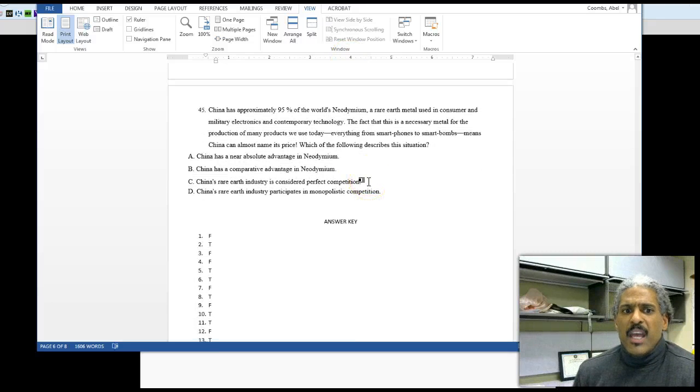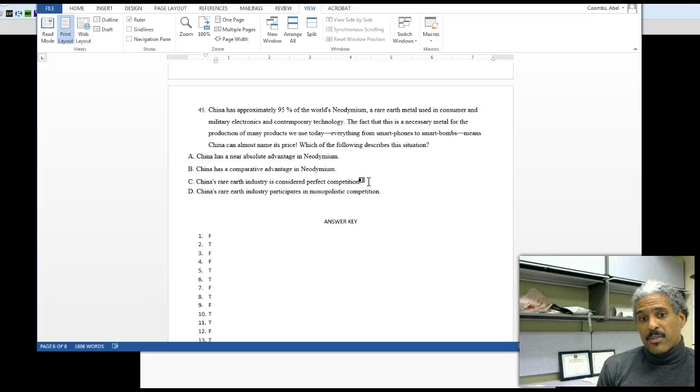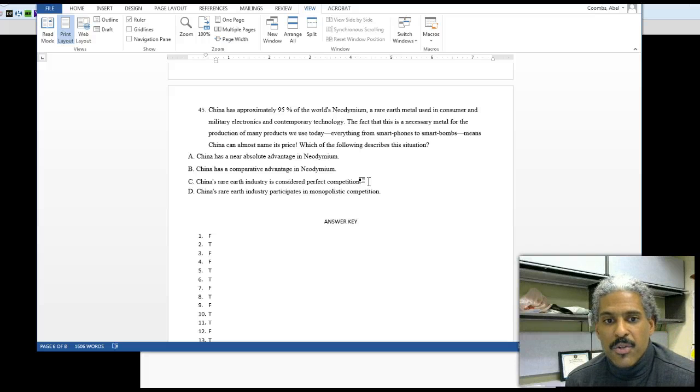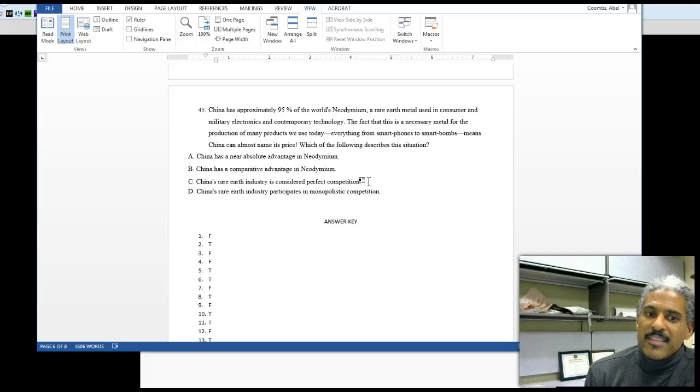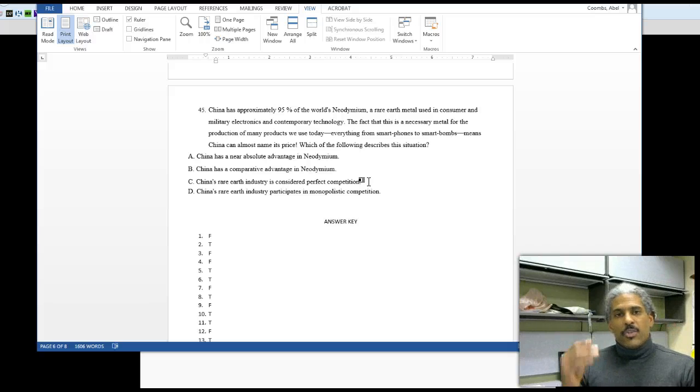45. China has approximately 90% of the world's neodymium, a rare earth metal used in consumer and military electronics and contemporary technology. The fact that it is necessary metal for the production of many products we use today, everything from smartphones to smart bombs, means China can almost name its price. Which of the following describes this situation? A, China has a near absolute advantage. We're the only ones that make it. We have the monopoly.